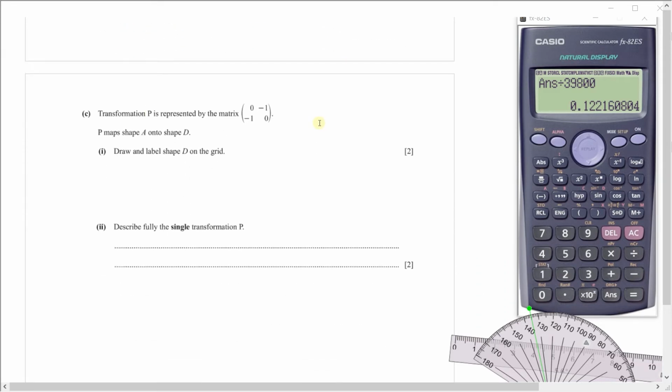The next part is transformation P is represented by this matrix. P maps shape A onto shape D. Draw and label shape D. So you know that if you apply transformation T onto an object, you get the image. So in this case, your transformation T is this matrix (0, -1; 1, 0), and your object is shape A, which is mapped onto shape D.